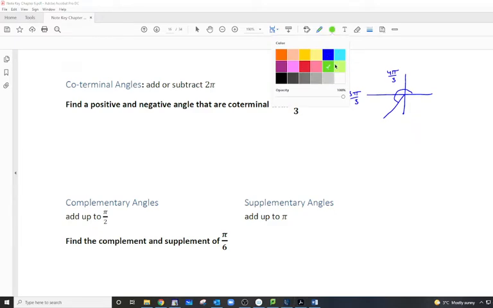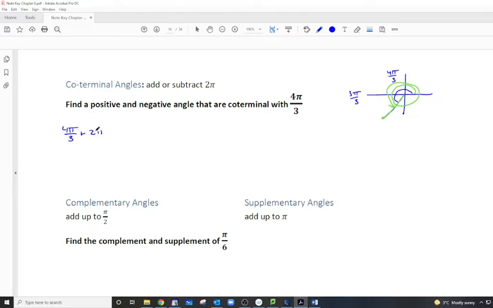Well, what does coterminal mean? Coterminal means we want to find an angle that shares the same terminal side. So I can get that by going all the way around and then back to 4 pi by 3. Which would mathematically mean that to 4 pi by 3, I would add 1 full rotation of 2 pi. Now I need a common denominator. So 4 pi by 3 plus 6 pi by 3 gives us 10 pi by 3.